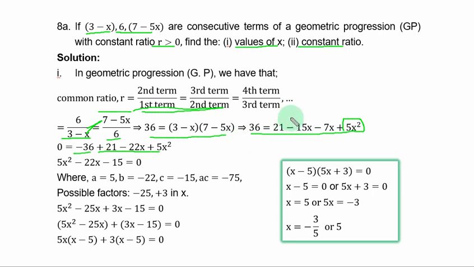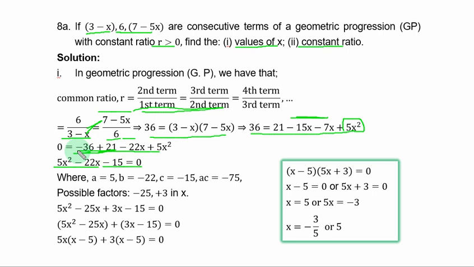Note these 2 things, they are common. If you add them, you have minus 22s. We usually follow the order of the highest power of the letter. So we have 5s squared minus 22s minus 15 equal to 0. If you add the 2 constants together, you have minus 15.